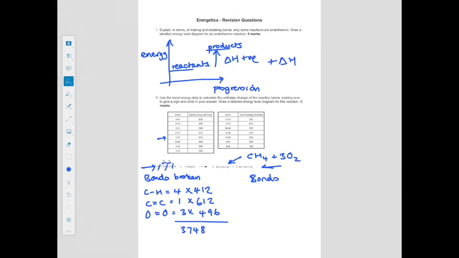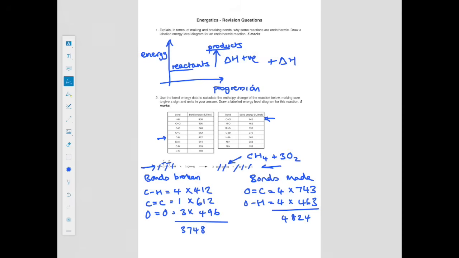Now bonds made. Be careful here. We've got a CO bond, and count how many there are. There are 1, 2, and then there's a big 2 there, which means there's 4 times 743, which I've got from the table again. And then again with the OH, we've got 1, 2, and then the 2 again, so it's 4 times OH. So 4 times 463. And that gives us 4824.